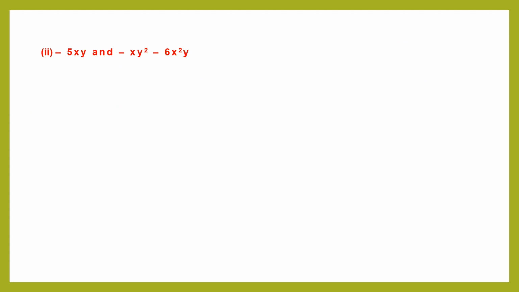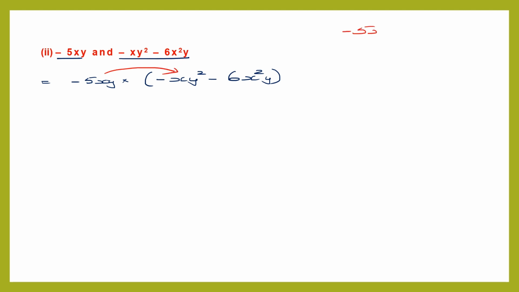The second question, this is our monomial and after the word and we have the polynomial. So let's start. Minus 5xy into minus xy square minus 6x square y. So again we begin with the first term multiplication. So we write minus 5xy into minus xy square. So first let's look at the signs. Here we have minus and minus. Minus into minus is plus.